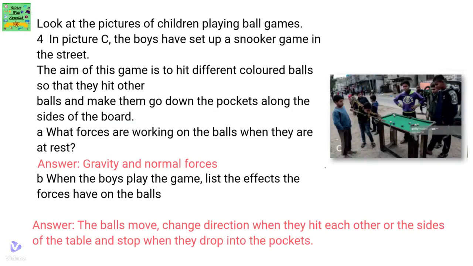In picture C, the boys have set up a snooker game in the street. The aim of this game is to hit different colored balls so that they hit other balls and make them go down the pockets along the sides of the board. What forces are working on the balls when they are at rest? Answer: gravity and normal forces. B. When the boys play the game, list the effects the forces have on the balls. Answer: the balls move, change direction when they hit each other or the sides of the table and stop when they drop into the pockets.